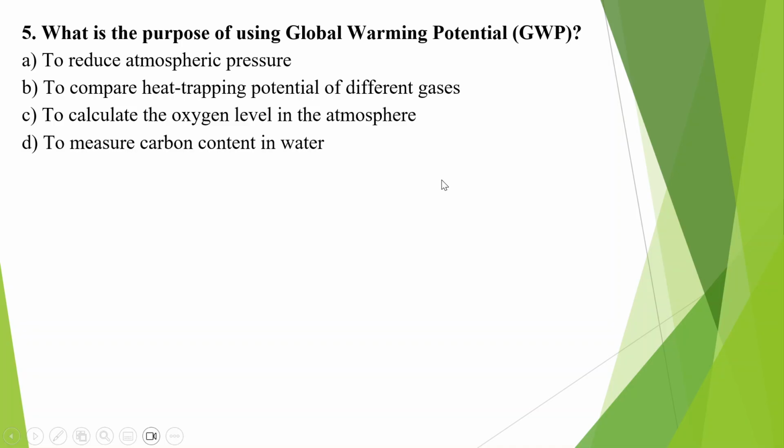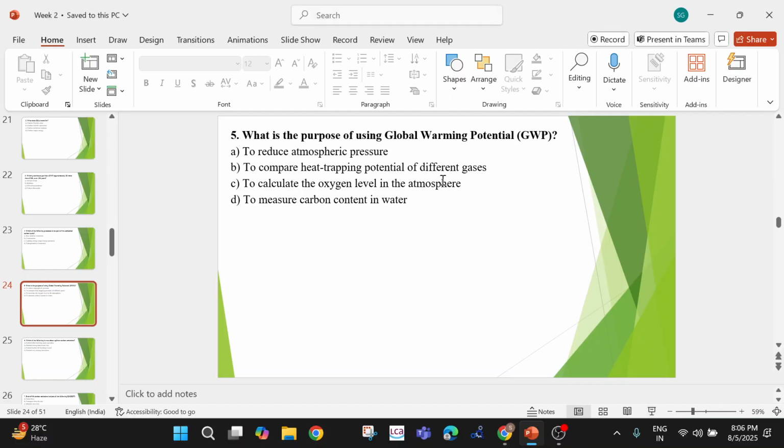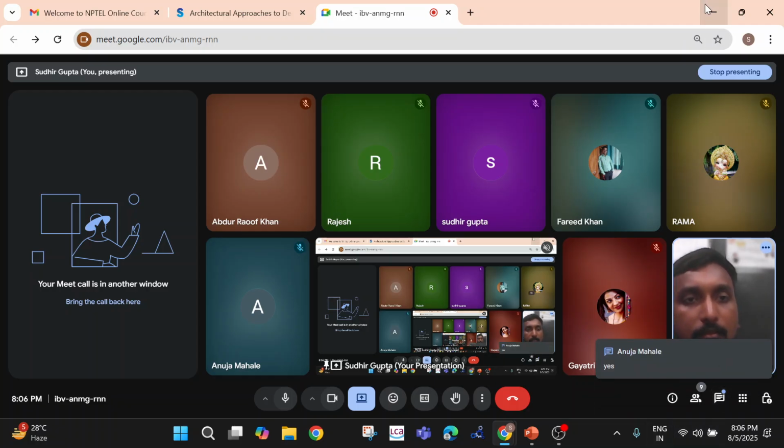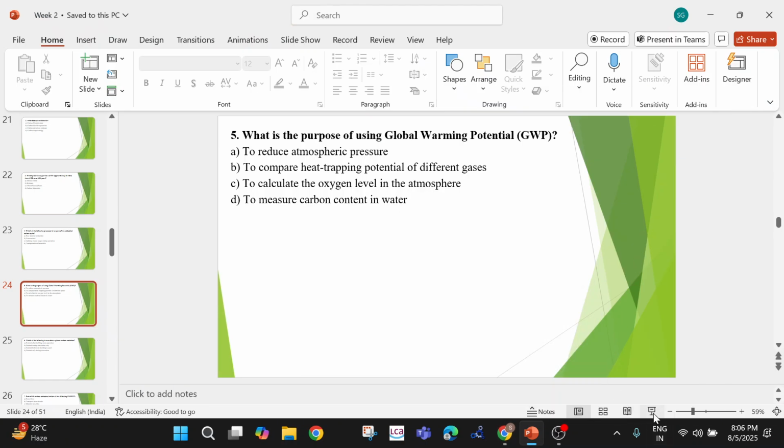The significance of global warming potential is that it helps us to compare the heat trapping potential of different gases. Yes, they are absolutely correct. So can we move to the next question? This question is very clear from the name itself. I don't think we need much discussion. Can we move to the next one, yes? So here is the next question then, if you are fine.